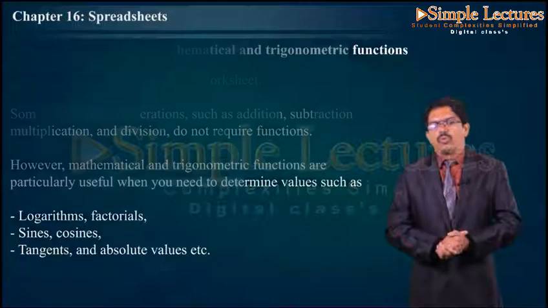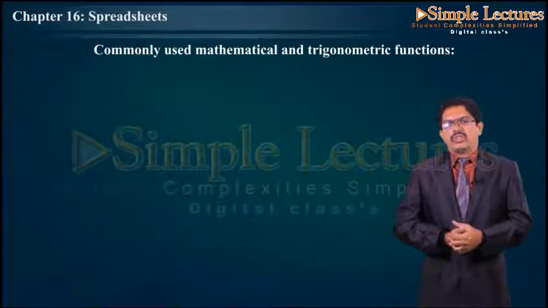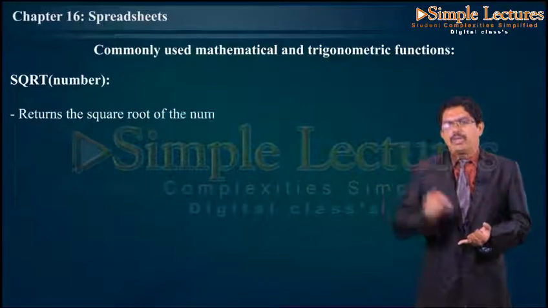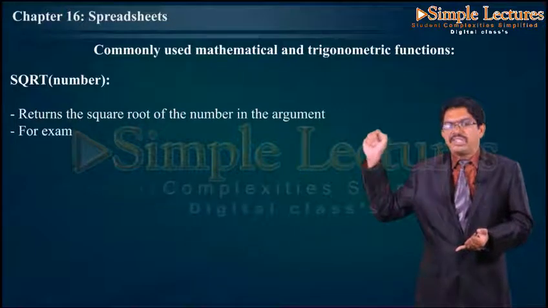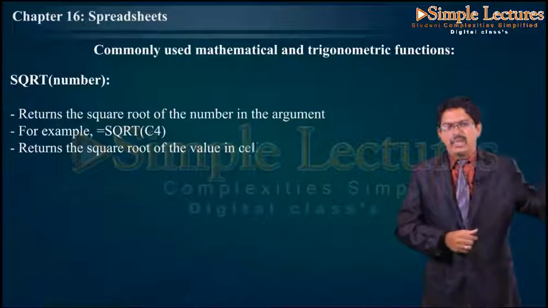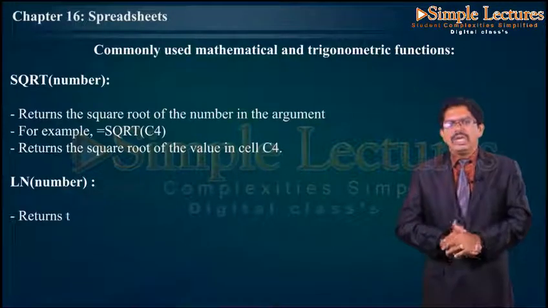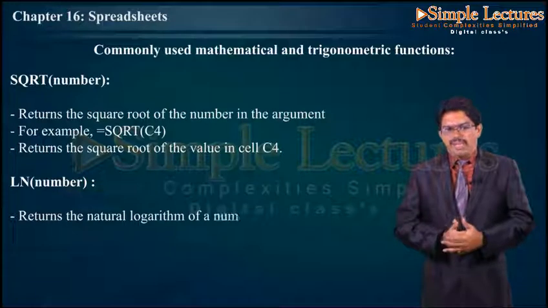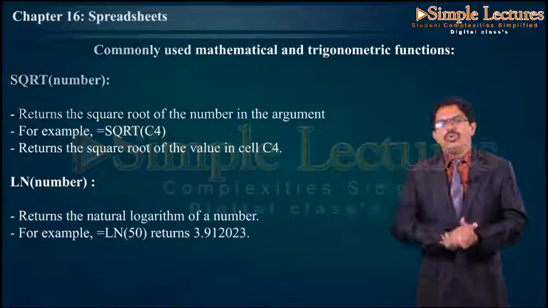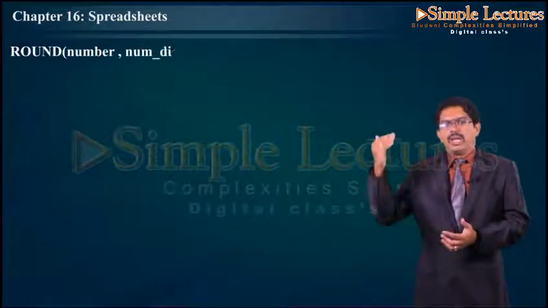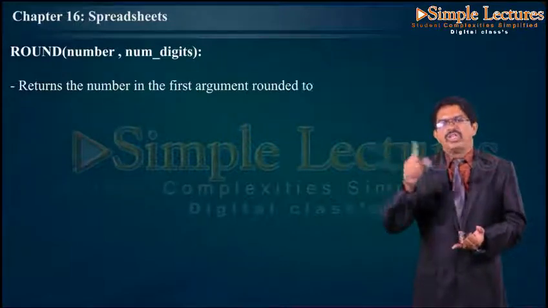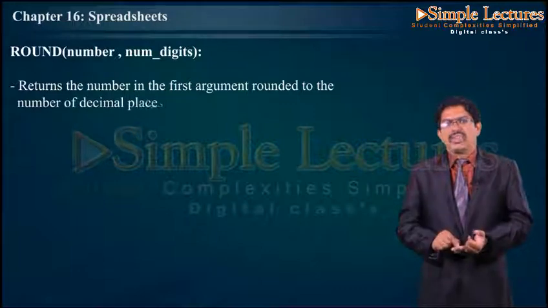Commonly used mathematical functions. SQRT of number returns the square root of the number in the argument. Example, SQRT of C4 returns the square root of cell C4. Second one, LN of number returns the logarithm of a number. Example, LN of 50 returns 3.912. ROUND, number comma number of digits, returns the number in the first argument rounded to the number of decimal places designated as the second argument.